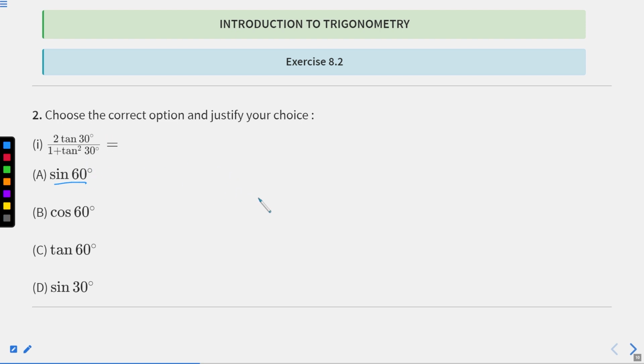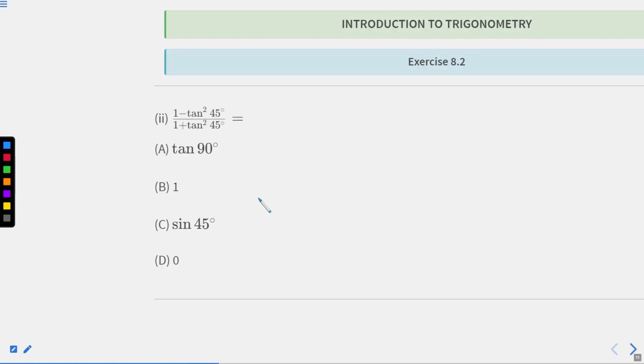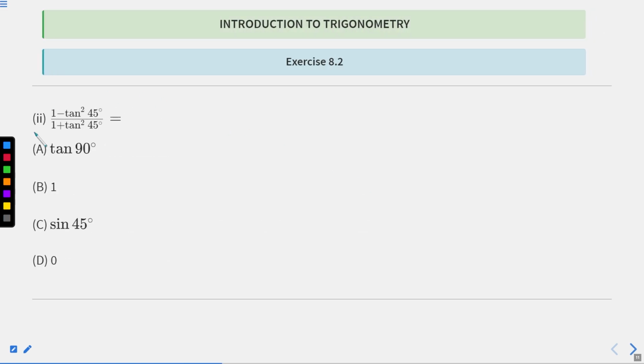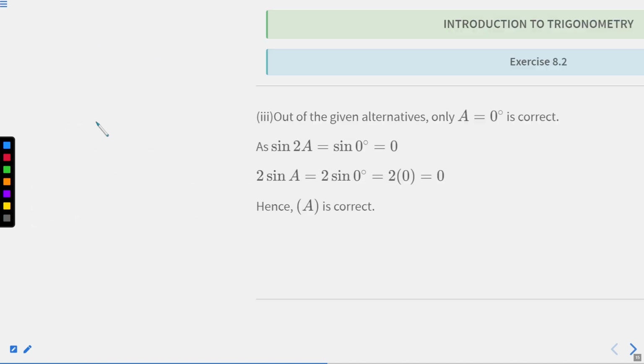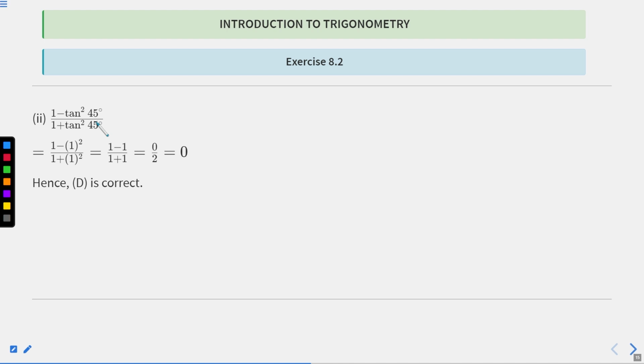Okay, so now let us move to the next question. Here we have 1 minus tan square 45 degree divided by 1 plus tan square 45 degree, and we need to find the value of this. So let us see how to find it. Here we have 1 minus tan square 45 degree divided by 1 plus tan square 45 degree.